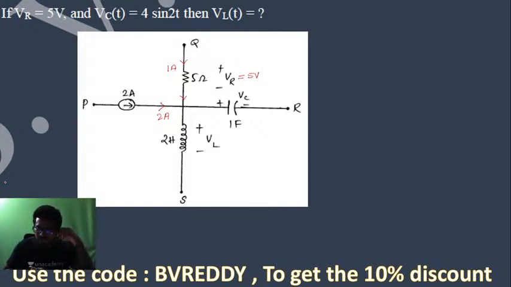Next, what else did they give? They gave VC of t. So from this, can I get this current here? How much is this current now? This voltage we have been given. I is equal to C into dV by dt. So I is equal to C value 1 into 4 into, this is 8 now.